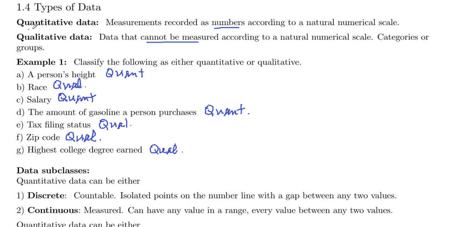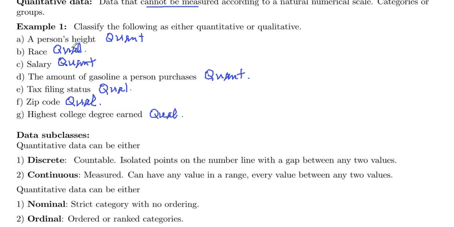And then inside of quantitative and qualitative, the data types break down more. You have some subclasses here. Inside quantitative data, you can have discrete data, which is countable. These are isolated points on the number line, usually no fractional pieces, like 1, 2, 3, 4, etc. And there are gaps between your data points. And then there's continuous data, which is measured, and it can take on any value in a range. So countable or measured is what you want to look at there.